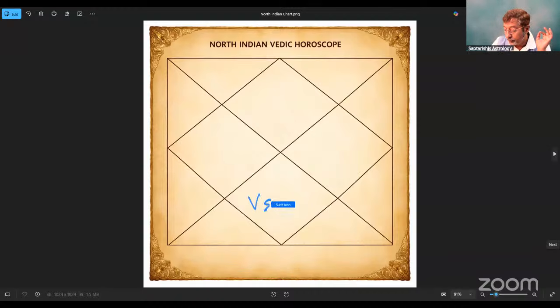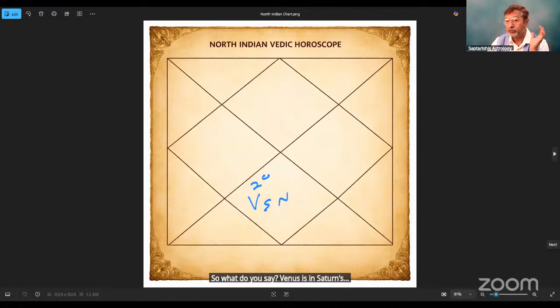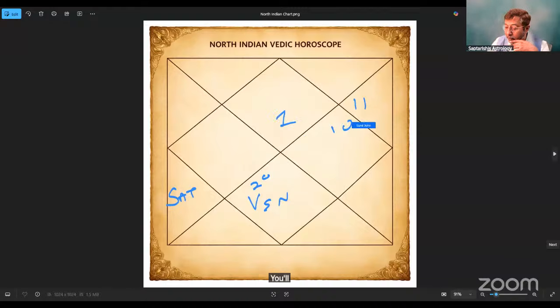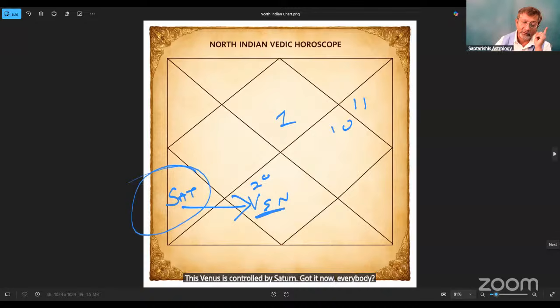So suppose you have a planet, say Venus here, and Venus degree is 2 degrees. So what will you say? Venus is in Saturn's Kaksha, correct? Everybody? Saturn is here. Mesha Lagna. You'll say this Venus is controlled by Saturn. Got it now, everybody? Why? It is in the first compartment.